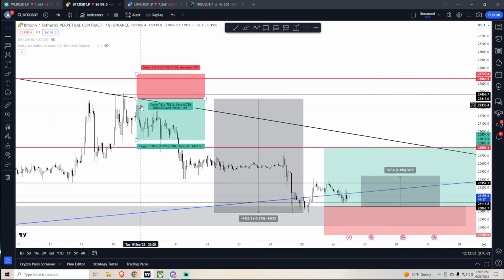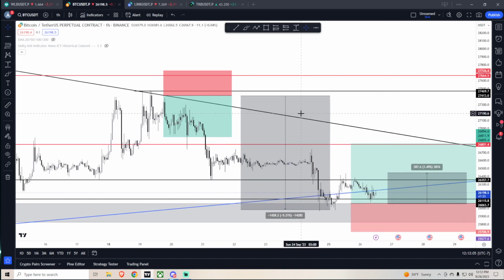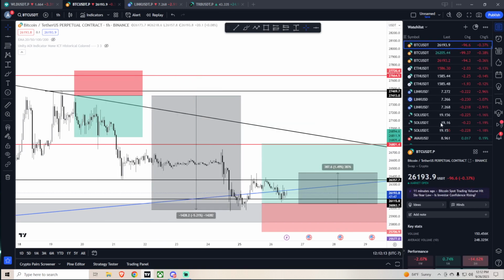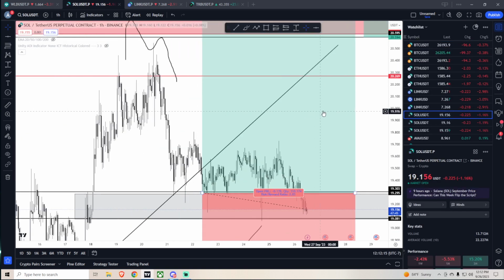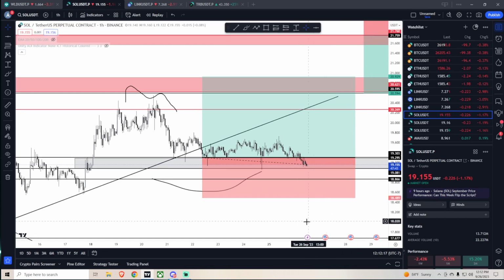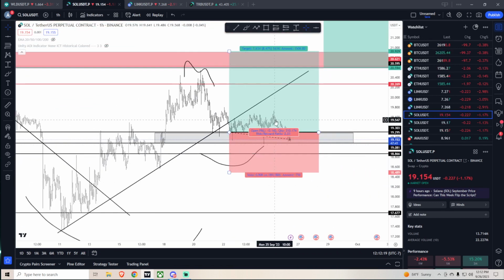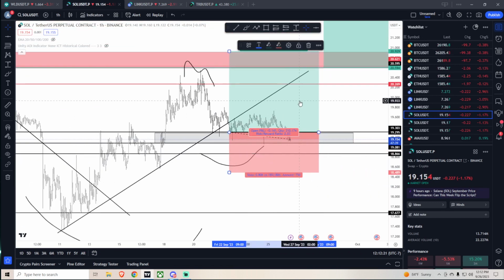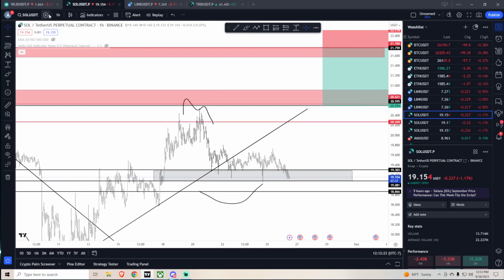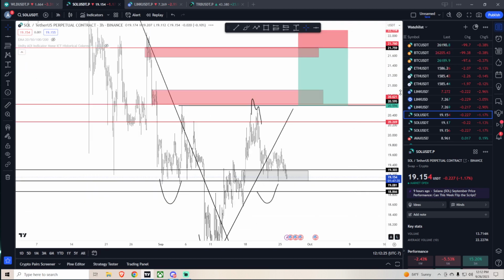Okay, so the other thing is, what if you want to add to your position, right? So let's take a different coin, for example. Let's take a look at Sol. So this is a play that I gave. It hit TP1, but let's take a look at.